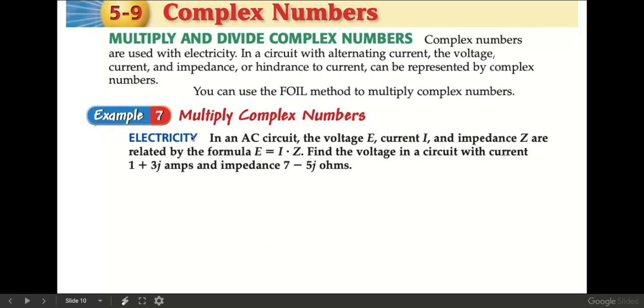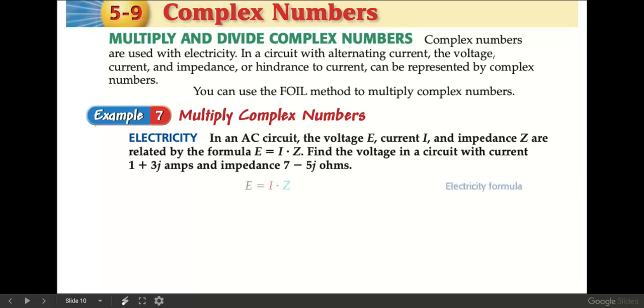So here's an example. It says multiplying complex numbers. Electricity. In an AC circuit, the voltage E and current I and the impedance Z are related by the formula E equals I times Z. Find the voltage in a circuit with a current 1 plus 3j amps and the impedance 7 minus 5j ohms. And really, these are i's here, if you imagine they're i's, even though they're listed as j's.